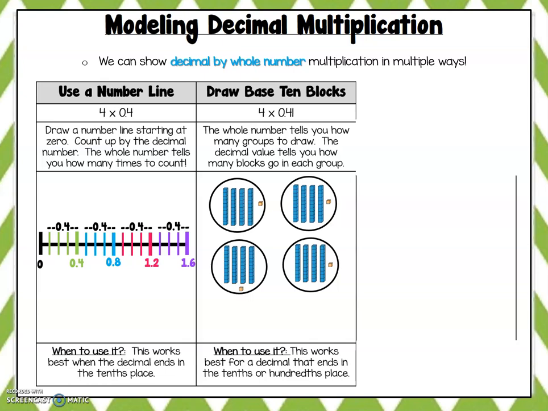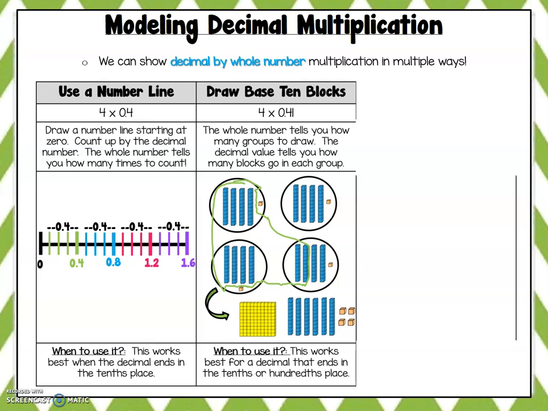Now, if I actually had these blocks in front of me, I would combine pieces and trade them in. So to show that, I need to show that I can group together 10 of these tenths rods into one flat. Then I still have 6 tenths rods left over, and finally my 4 hundredths cubes. So that can model that my multiplication problem 4 times 41/100ths is equal to 1 and 64/100ths.